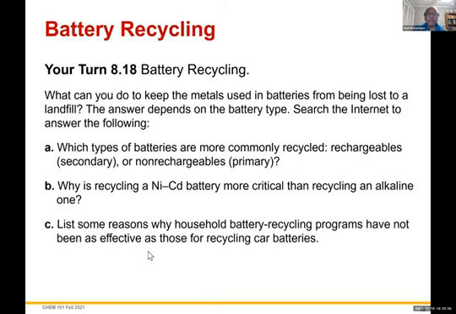List some reasons why household battery recycling providers have not been as effective as those for recycling car batteries. Car batteries are more recyclable because we get $10 back after we return the battery. They are recycled, and the car batteries are used as raw materials for producing new batteries.